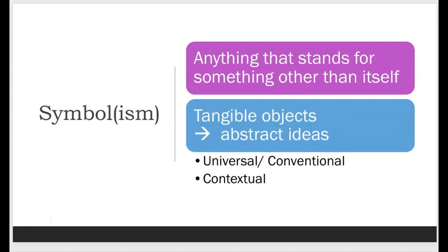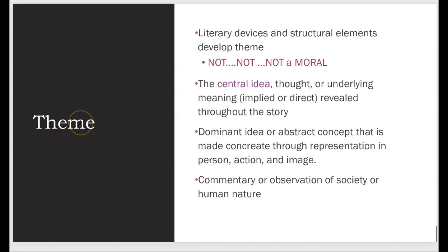Okay. And then finally, all of these elements together, plot, character, irony, symbolism, when you look at them in totality, they always influence a specific theme. And when I say theme, I don't mean a moral. For example, a moral of a story is, the grass is always greener on the other side, or the grass isn't always greener on the other side. That's not what I mean when I say theme. What I mean by theme is a central idea or thought or underlying meaning, implied or direct, that is revealed through the story.